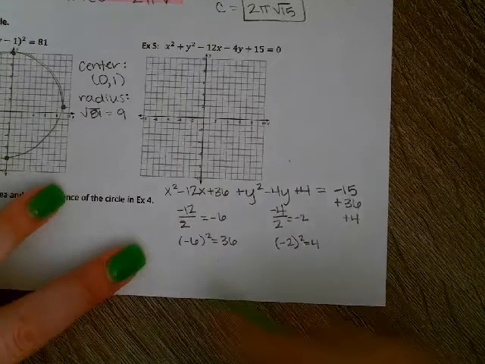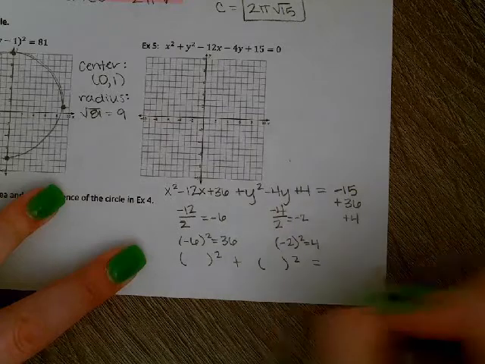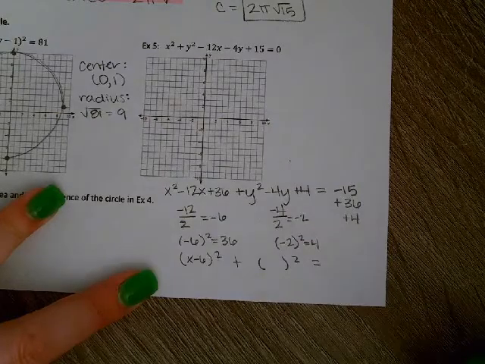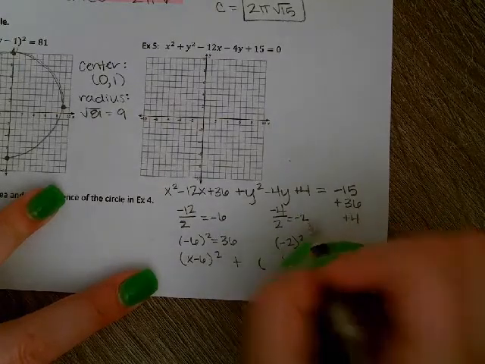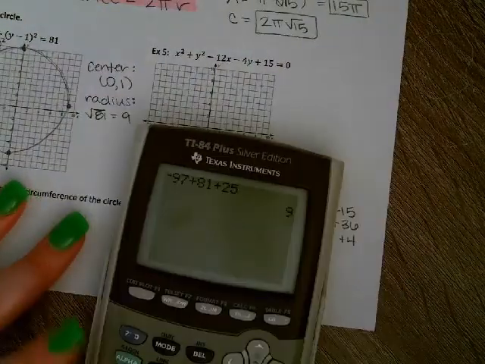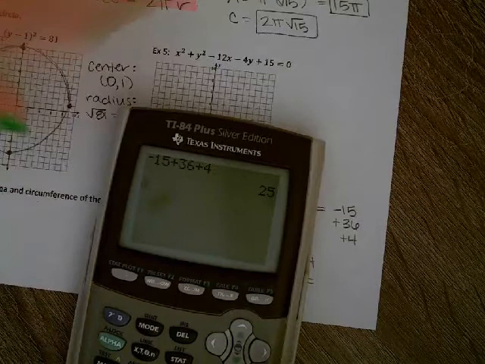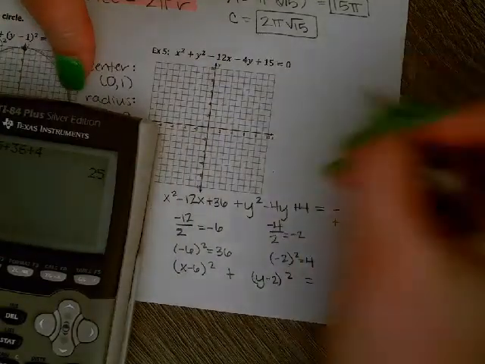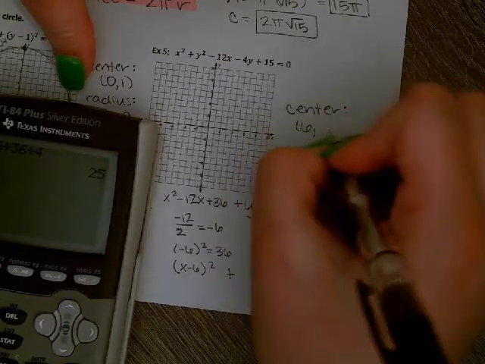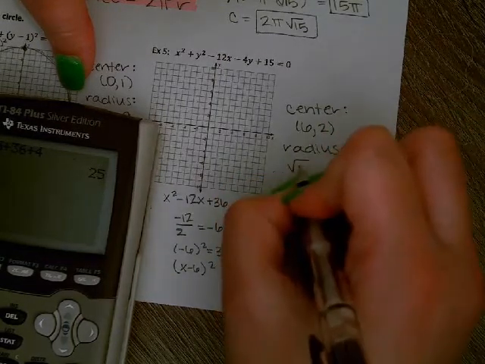So I have something squared plus something squared equals a number. The number I got when I divided by 2 is negative 6, so x minus 6. The number I got when I divided by 2 is negative 2, so y minus 2. And then over on the right side, I've got negative 15 plus 36 plus 4, which is 25. Okay, so my center is positive 6, positive 2. My radius is the square root of 25, which is 5.